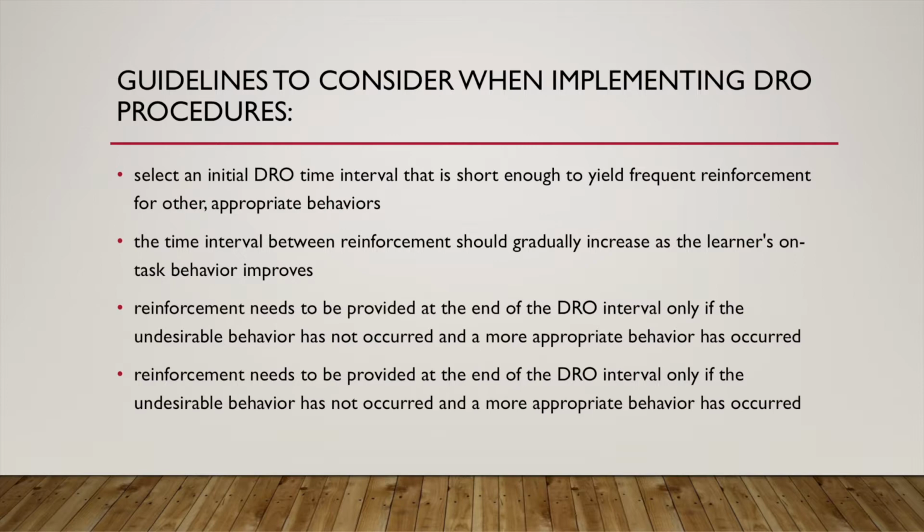Thirdly, reinforcement needs to be provided at the end of the DRO interval only if the undesirable behavior has not occurred and a more appropriate behavior has occurred. For example, if the behavior selected for reduction is yelling, the goal is for the individual to engage in a more acceptable behavior during the time interval, such as an incompatible behavior, an alternative behavior, or another behavior. DRO can also be used in conjunction with other reductive procedures to increase its effectiveness, such as self-management, overcorrection, prompting, or extinction.